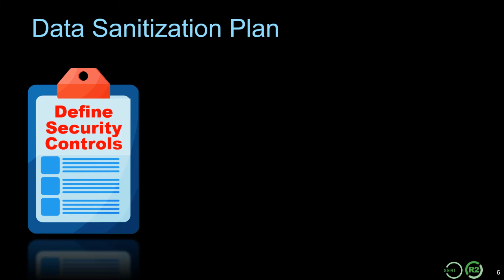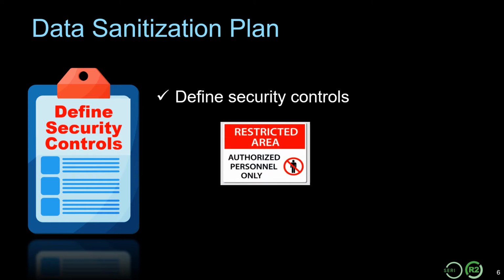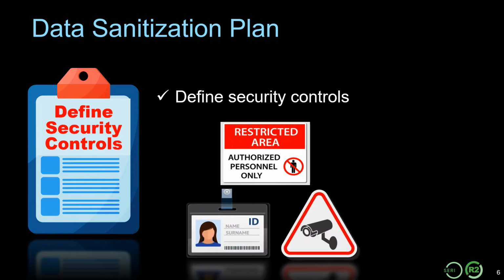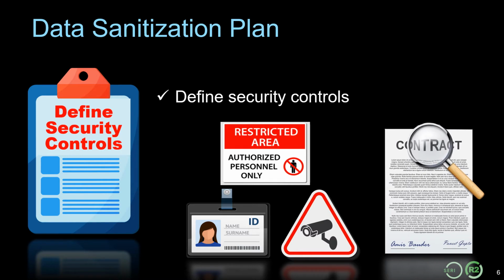Let's look at the elements that must be included in the data sanitization plan and/or the facility's procedures. First, the plan must define the security controls to protect data, and must declare any secured areas in the facility for data sanitization with controlled access. Some common security controls are badge access, background checks, caged areas, and security cameras. Security controls will often be dependent on supplier requirements.